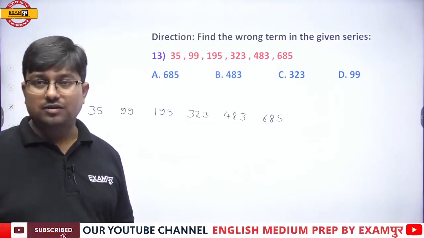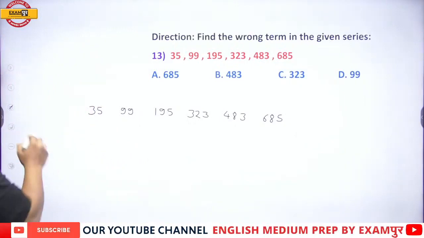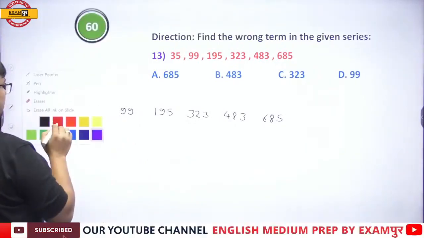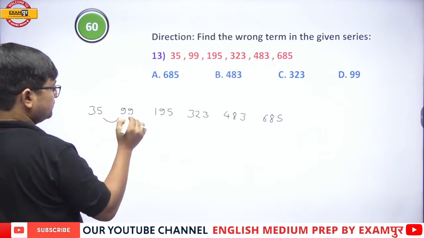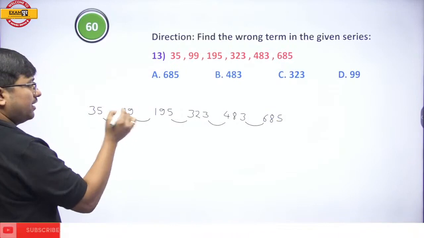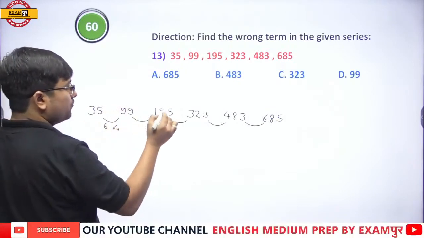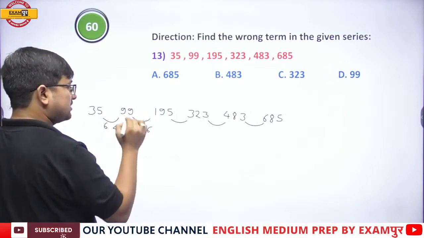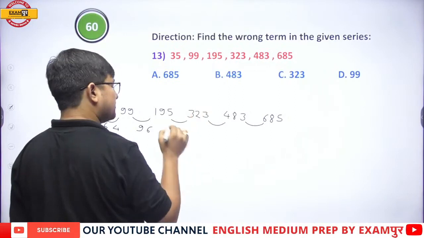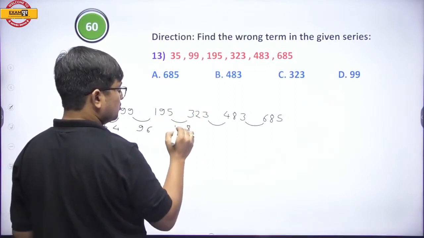Fine. Now, see, my dear students, very simple thing. What is going on over here? See the difference. You will get to know the things. Okay, see the difference. Here, 9 minus 5 is 4, 9 minus 3 is 6. Here, 15 minus 9 is 6 and 18 minus 9 is 9. Okay, here, 13 minus 5 is 8 and 31 minus 19 is 12.